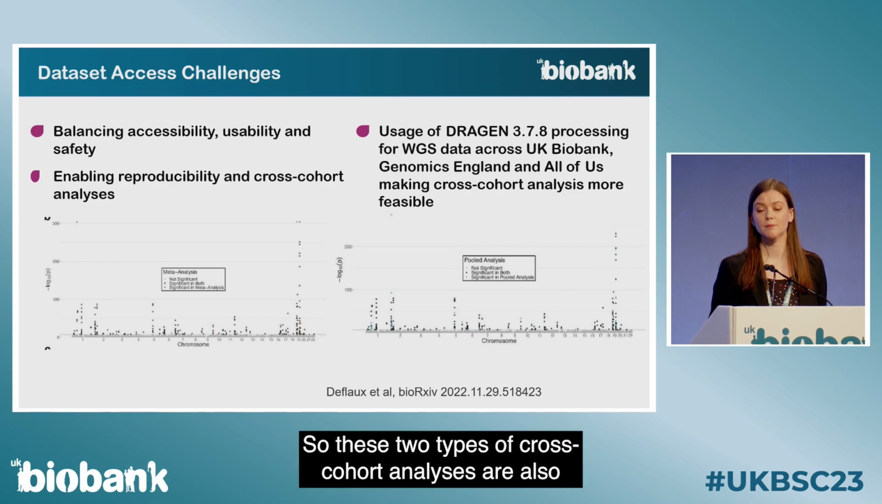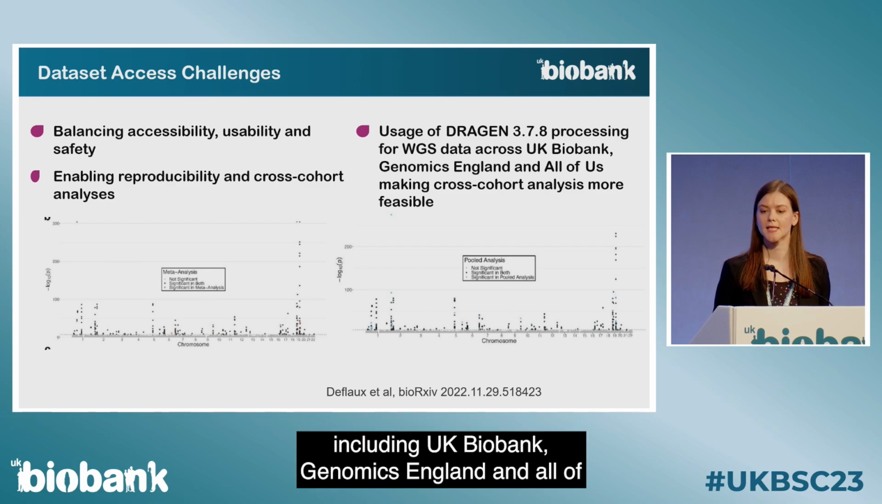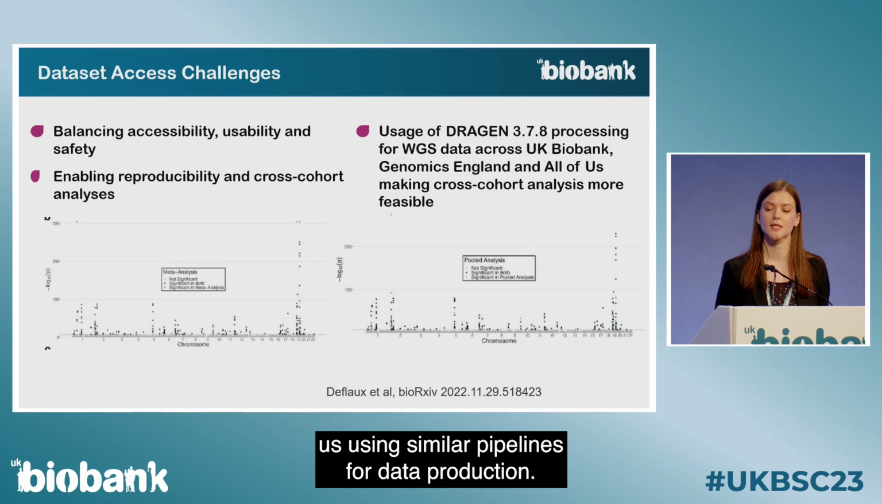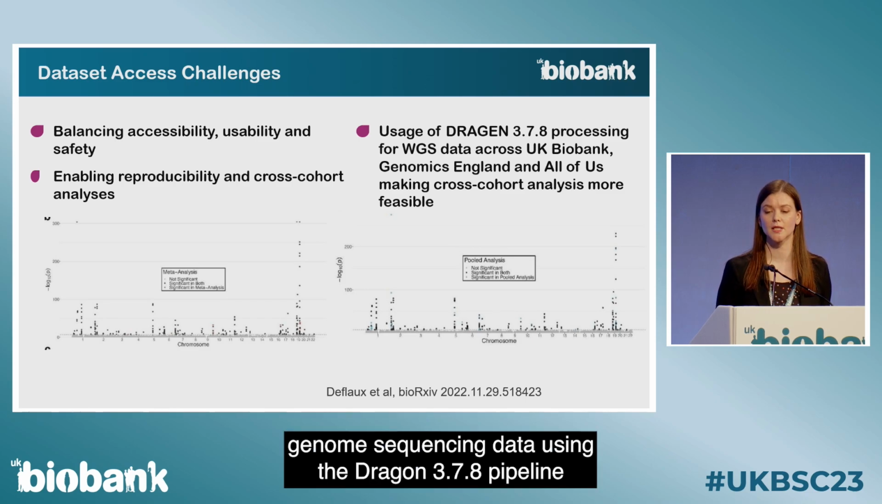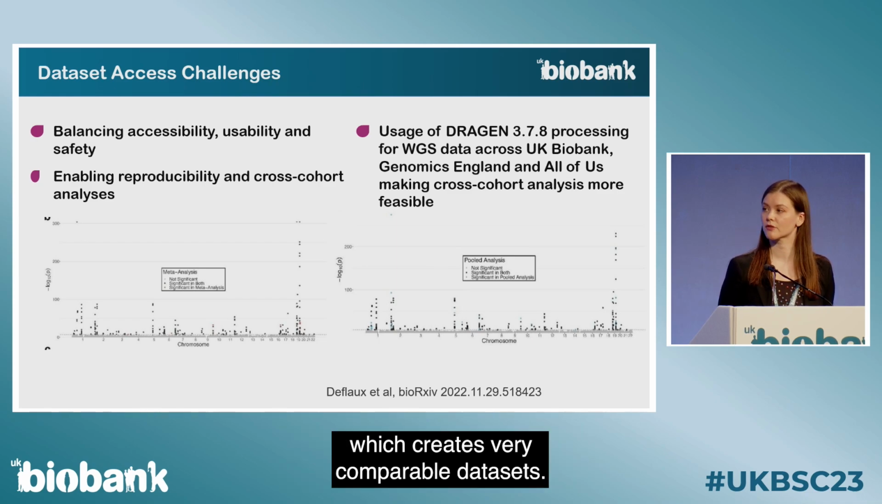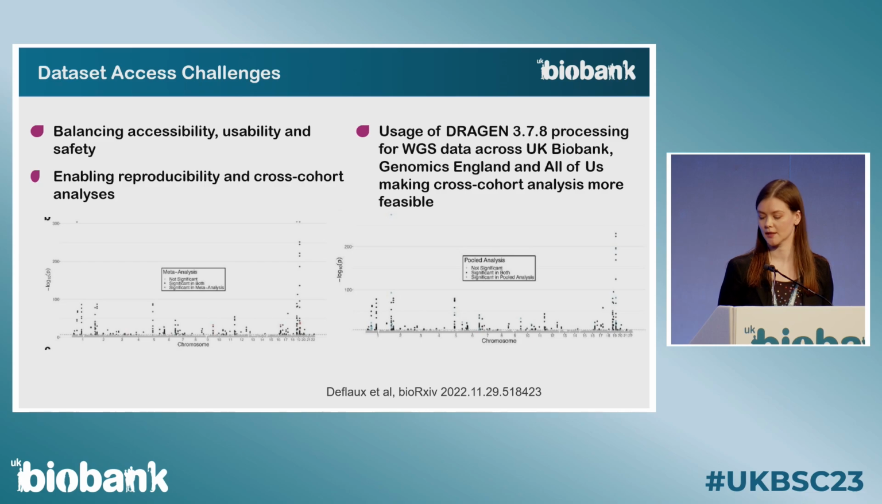So these two types of cross-cohort analyses are also becoming more feasible with many large data providers, including UK Biobank, Genomics England, and All of Us, using similar pipelines for data production. So we have joint calling and analysis of the whole genome sequencing data using the Dragen 3.7.8 pipeline, which creates very comparable data sets.